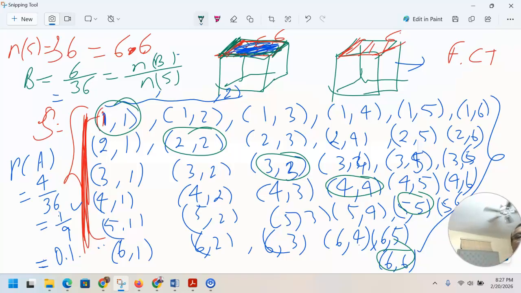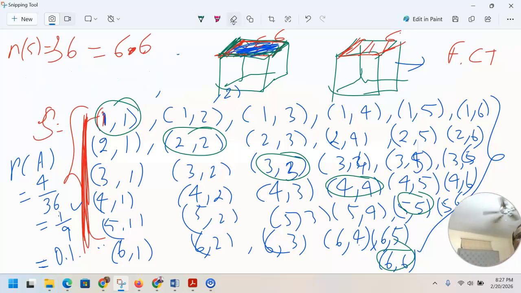And if the question was asked, what is the probability that when you roll two dice, the sum is 13?